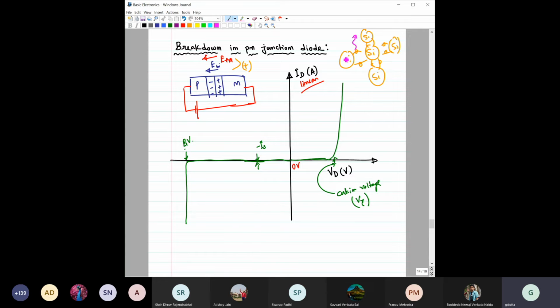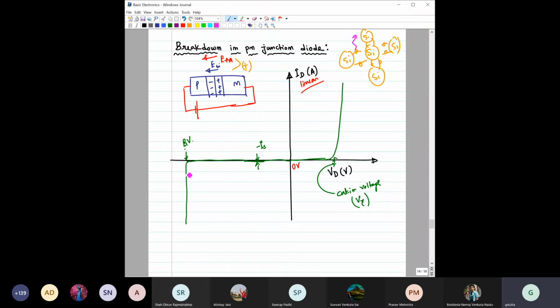They will suddenly go from the covalent bond, it will break and go to the conduction band and start flowing a current. And all this happens so quickly that at a certain moment, all of a sudden, you have a huge amount of holes and electrons generated at a certain point of time. That results in a huge amount of current and causes this breakdown.